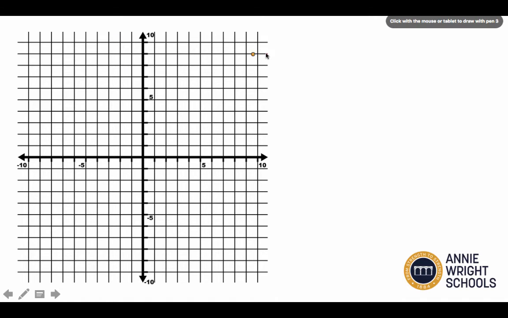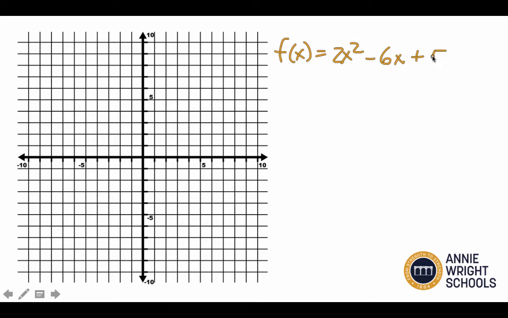How would you graph f of x equals 2x squared minus 6x plus 5? Well, I would start by finding my axis of symmetry. It's negative b, which is negative negative 6, I'm going to call this 3 to make it nicer, over 2a. So it's 6 over 6, which is 1. So I know my axis of symmetry is right here, the line x equals 1.